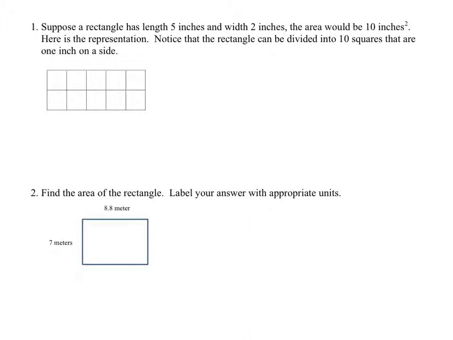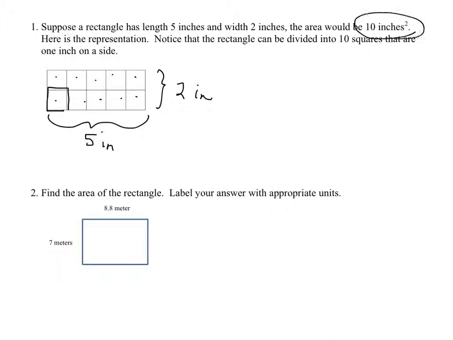Let's take a look at number 1. Suppose a rectangle has a length of 5 inches and a width of 2 inches. The area would be 10 inches squared, or 10 square inches. And here's the representation. These are the number of 1 by 1 squares that can fit into this rectangle. Notice that I divided them up into 10 1 by 1 squares. So the area is 10 inches squared.